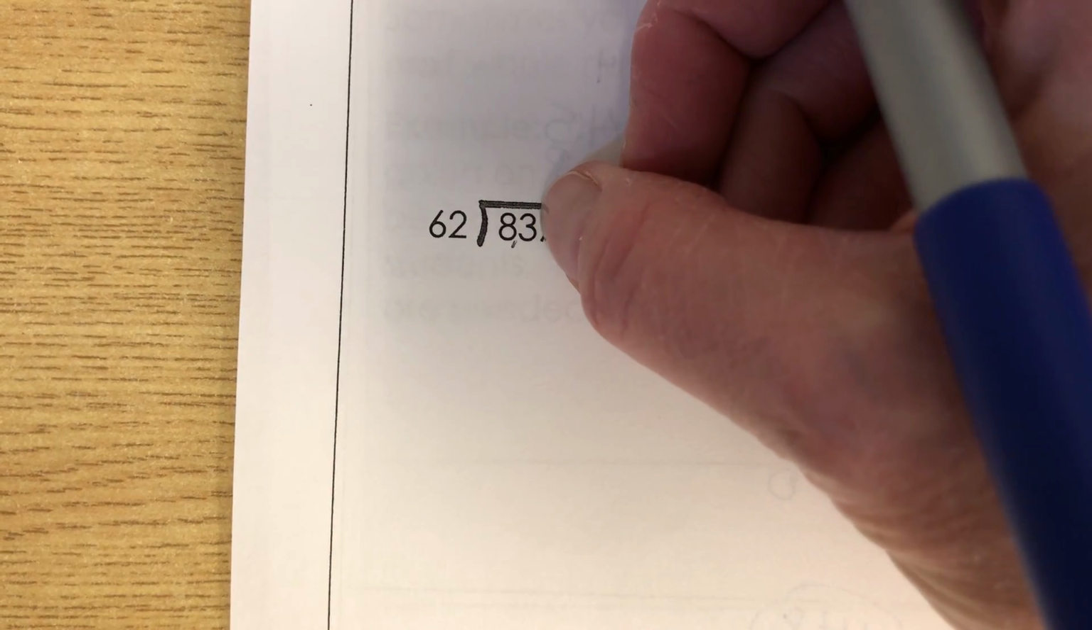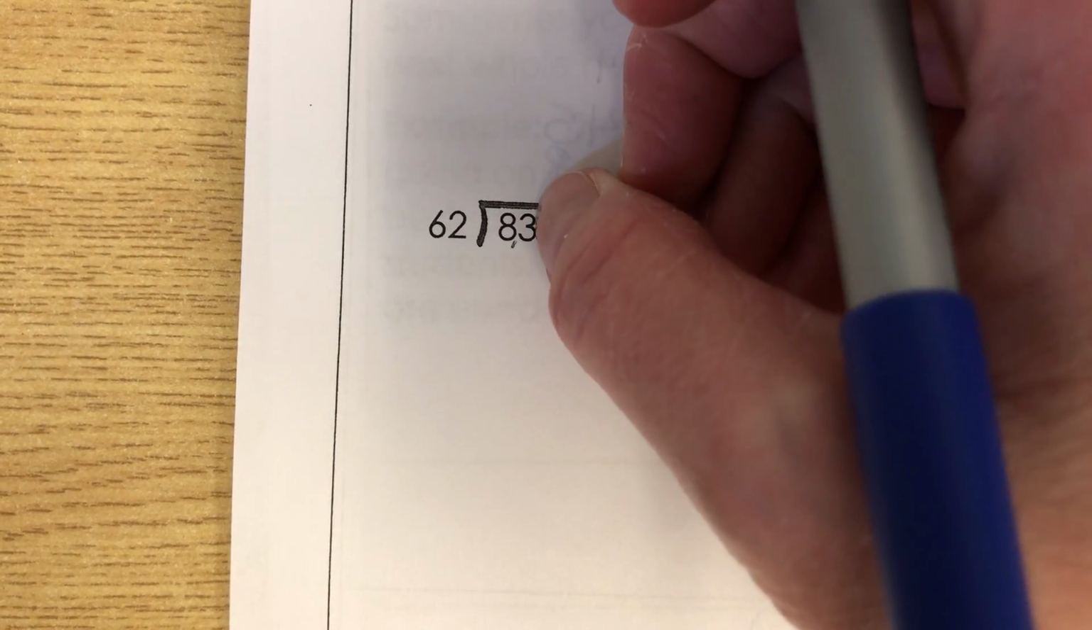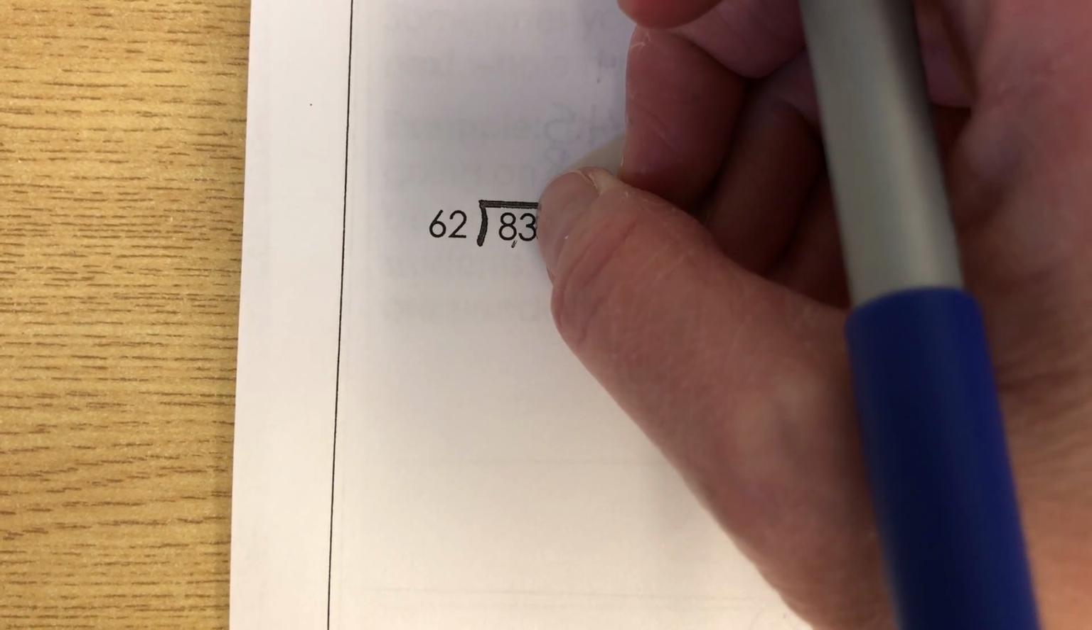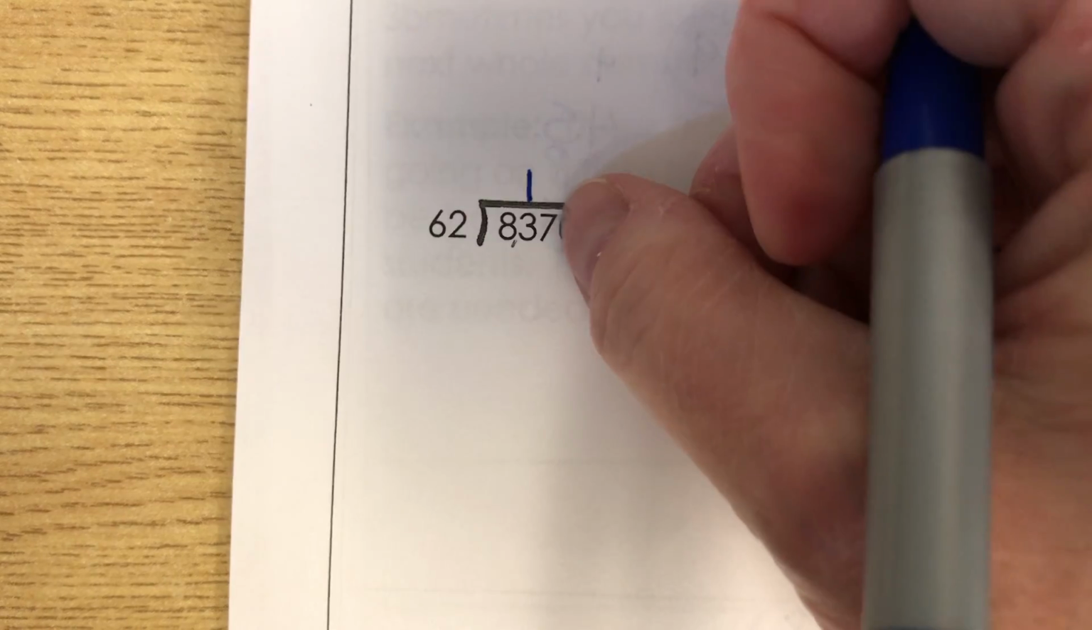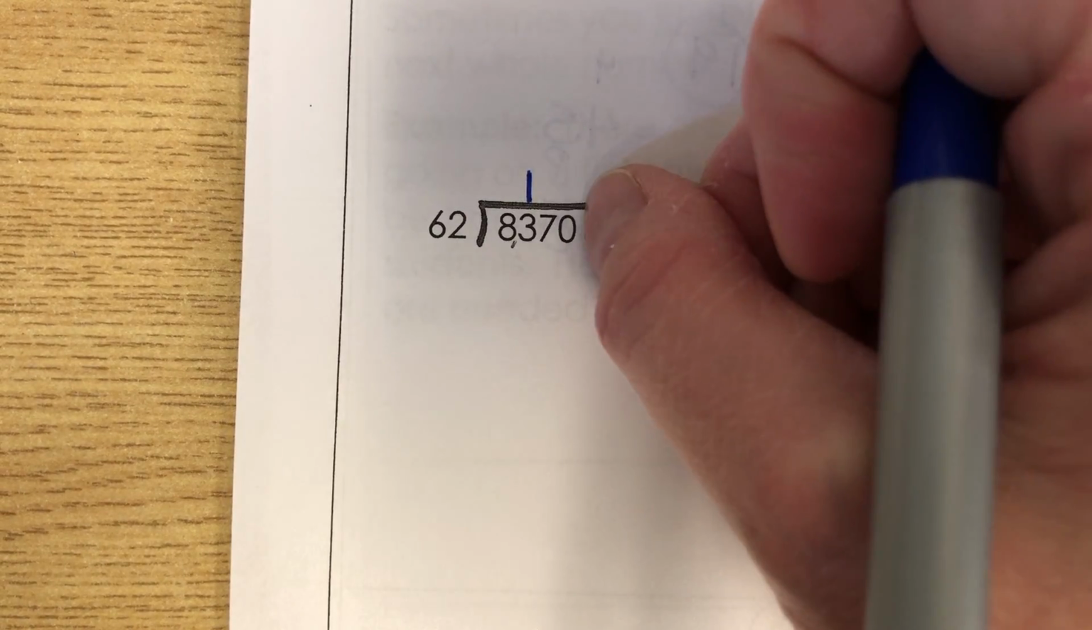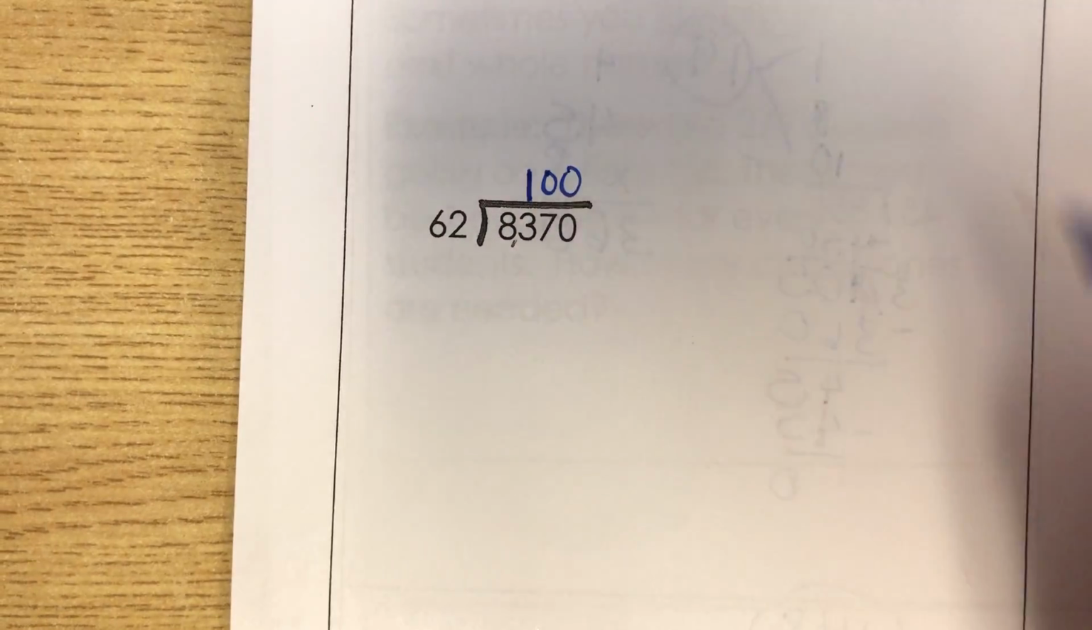All right, we're down to the last bit here. 62 doesn't go into 8, but it does go into 83. I can't fit 2 of them, right? Because that would be at least 120. I can fit 1. And do you see how that's going into 83? And there are 2 digits after that. I'm going to use 100.